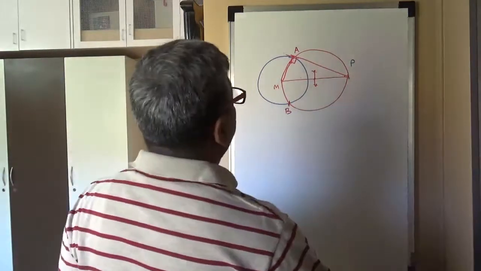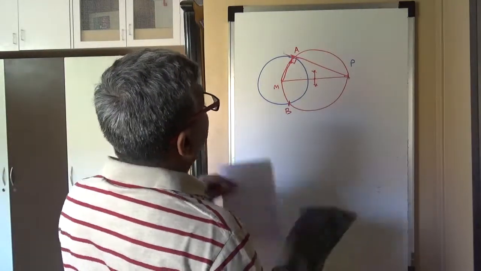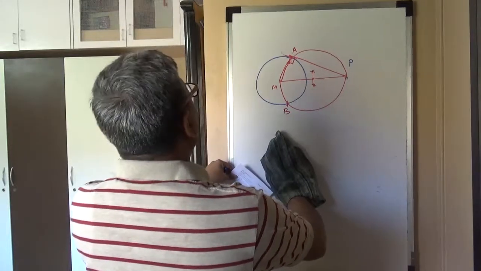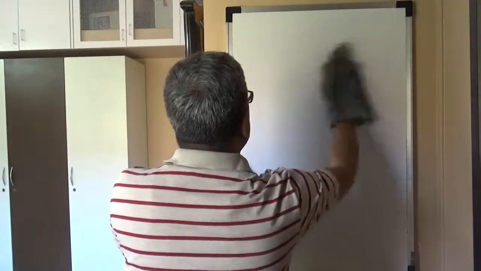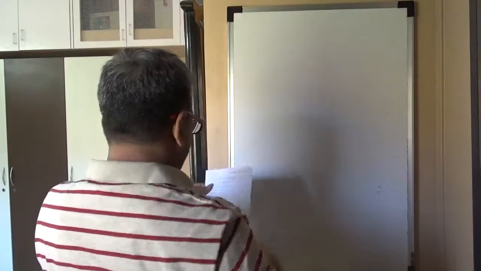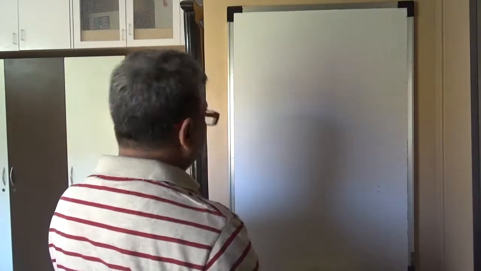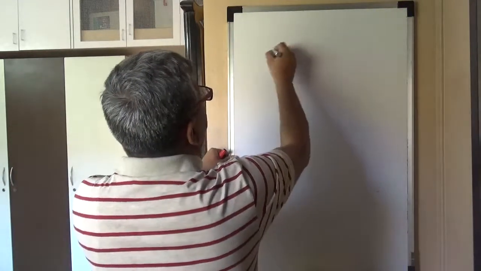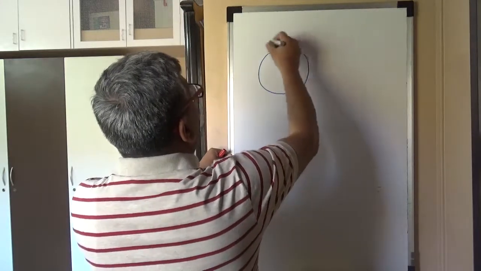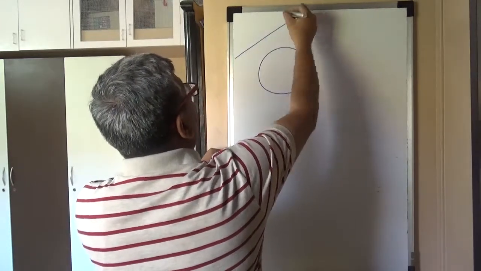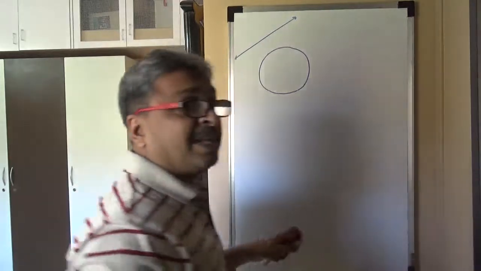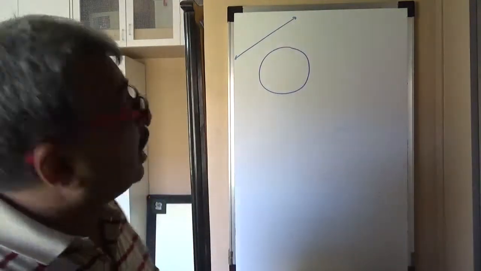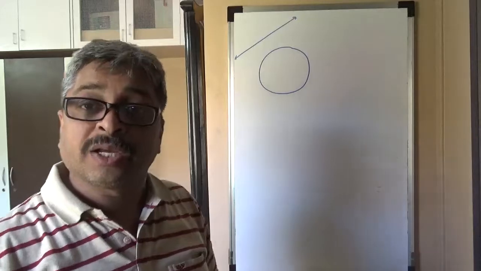So this is the construction for drawing a tangent from a point outside to the given circle. Now the next construction in this lecture: a circle is given to you and a line is given to you. We are supposed to construct tangents to the circle which are parallel to this line, right?